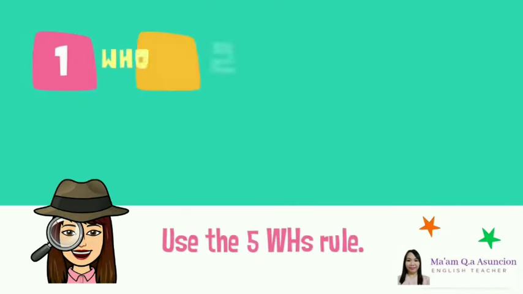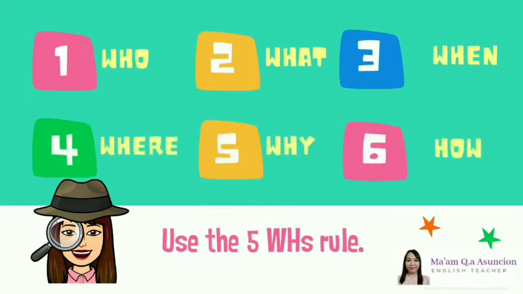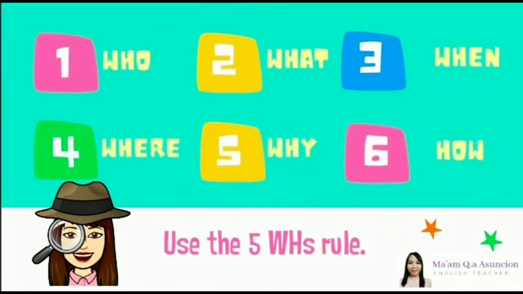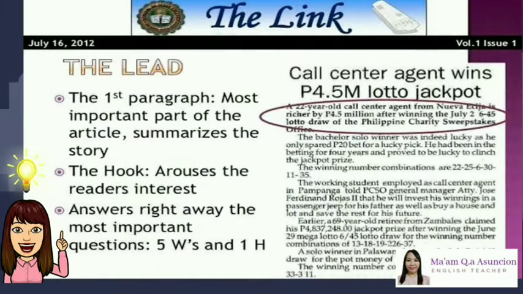In writing the lead, use the 5 WH's rule: the who, what, when, where, why, and how. You should emphasize those aspects in your lead. Wait to explain less important aspects until the second or third sentence. I'm going to present you a sample news story and show you the lead. Allow me to read our news story.